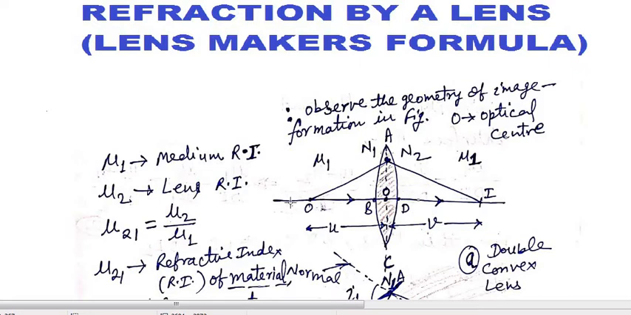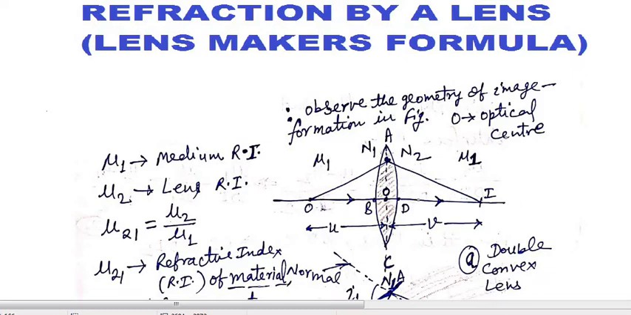So it is a relation between the focal length of a lens to the refractive index of its material and the radii of curvature of its two surfaces. It is so called because it is used by lens manufacturers to make lenses of particular power from the glass of given refractive index. So here we will consider the double convex lens as shown in figure.